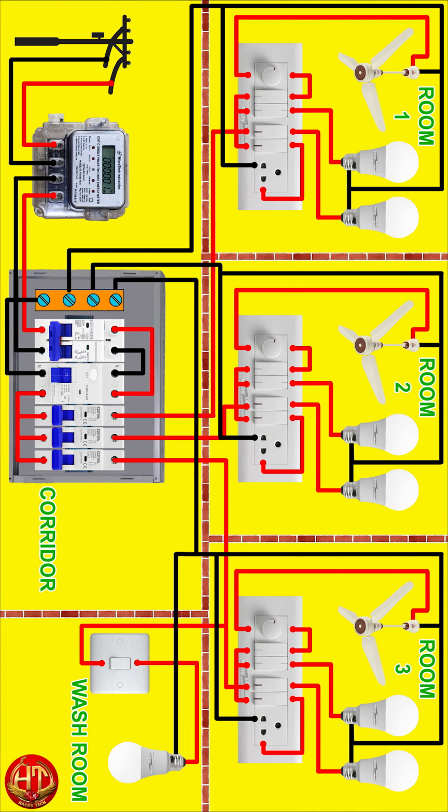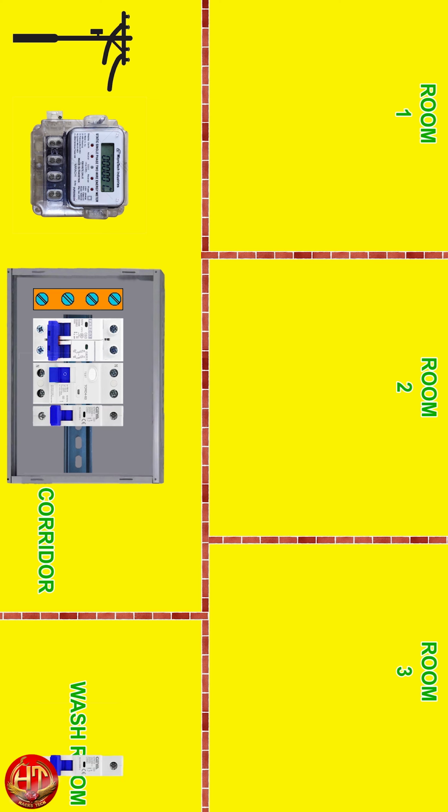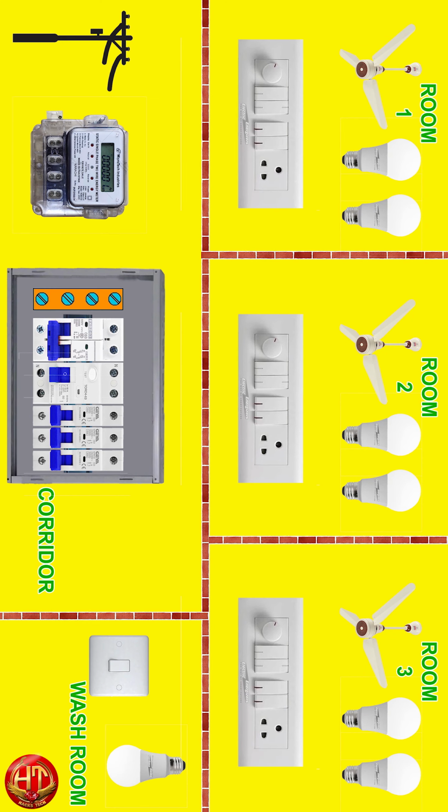This is a complete electric house wiring connection diagram in which these are the components which we require for wiring. So we connect the phase wire coming from the electric pole to its first terminal and the neutral wire coming from the electric pole to its second terminal.